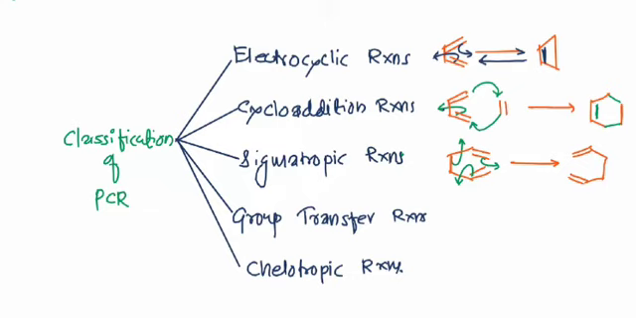The next one is group transfer. The best example of the group transfer mechanism is this one, where the hydrogen is called allylic hydrogen. The allylic hydrogen is going to transfer onto the double bond, and this type of mechanism is going to proceed. This is called a group transfer mechanism. Like this, and the newly formed sigma bond is here.